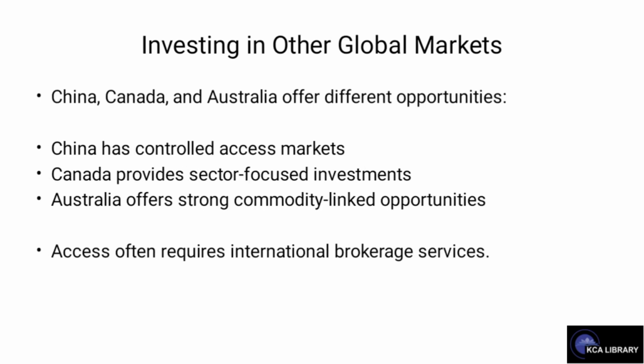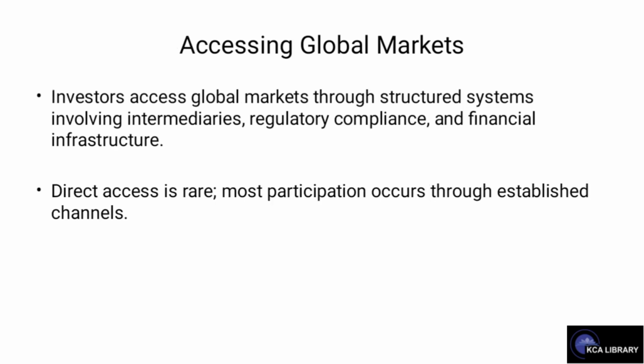Let's look at investing in other global markets. We have China, we have Canada, we have Australia. China has a controlled access market. I mean, it's not open to everybody. Canada provides sector focused investment, while Australia provides strong commodity linked opportunities. Overall, access often requires international brokerage services.